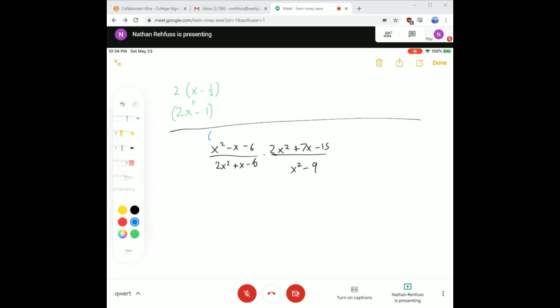X squared minus x minus 6, that's x minus 3, x plus 2, and this is x plus 3 times x minus 3. Already some good news. Cut those x minus 3s out right now. 2x squared plus x minus 6. Well, you've seen the method. It's going to be 2x plus something times x plus something, right? Those 2 things on the end, they got to be a 2 and a 3 to multiply to a 6, right? They got to be a 2 and a 3.